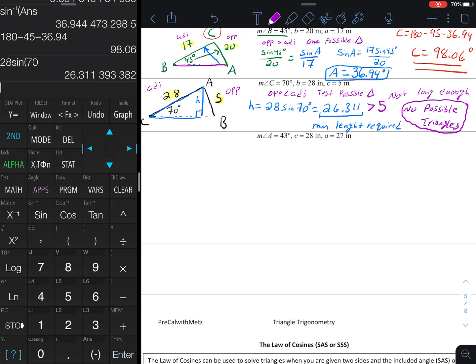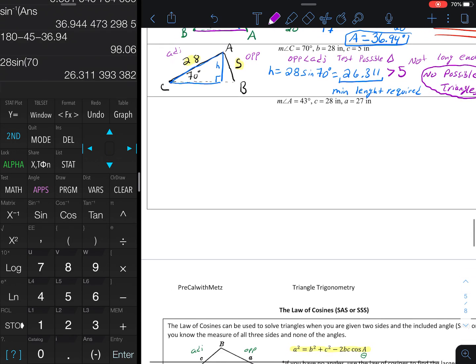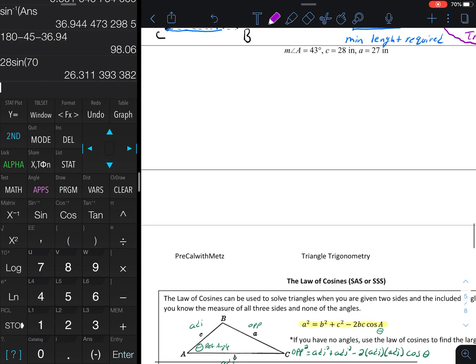All right, so we got a case where the opposite side was bigger than the adjacent, which means one possible triangle. And the second one, opposite was smaller than the adjacent, but that opposite side was too small, so no triangle can be formed. So I guess we all know what's coming next here in this next one.